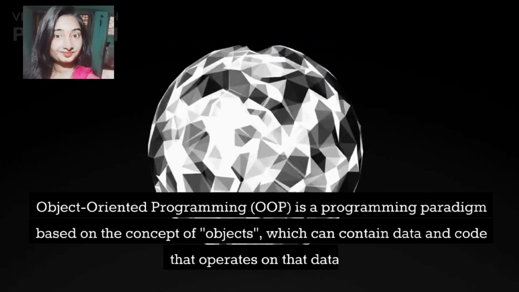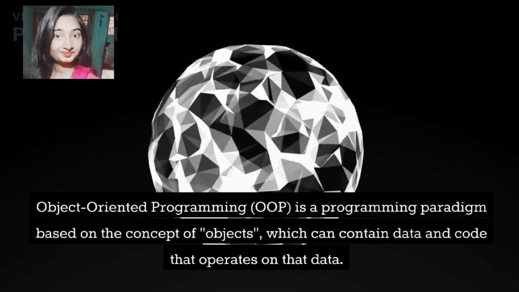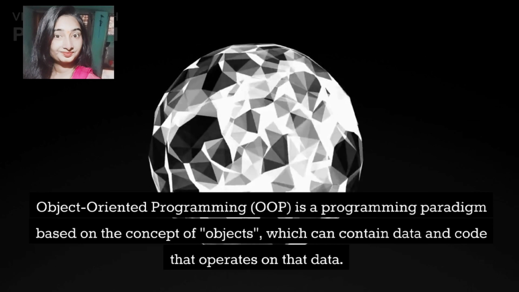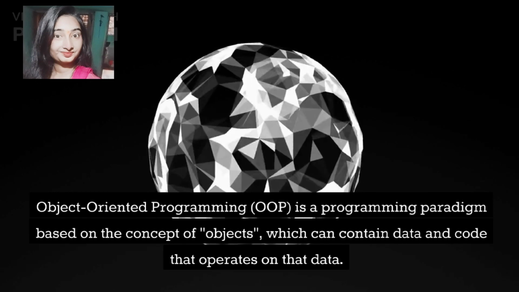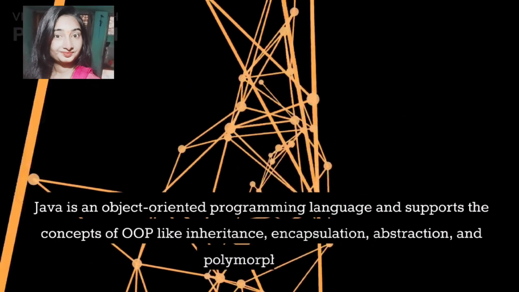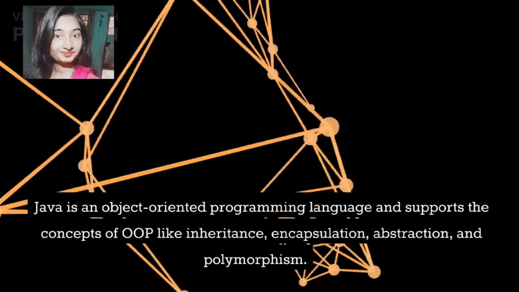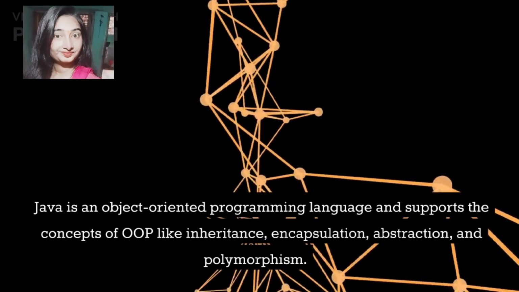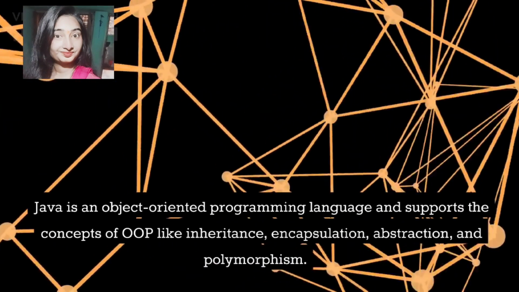Object-oriented programming, OOP, is a programming paradigm based on the concept of objects, which can contain data and code that operates on that data. Java is an object-oriented programming language and supports the concepts of OOP like inheritance, encapsulation, abstraction, and polymorphism.